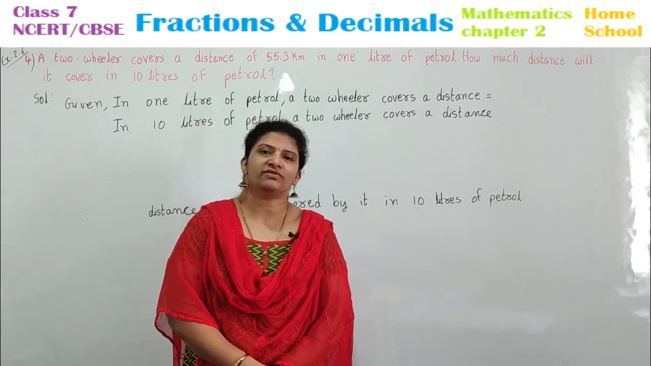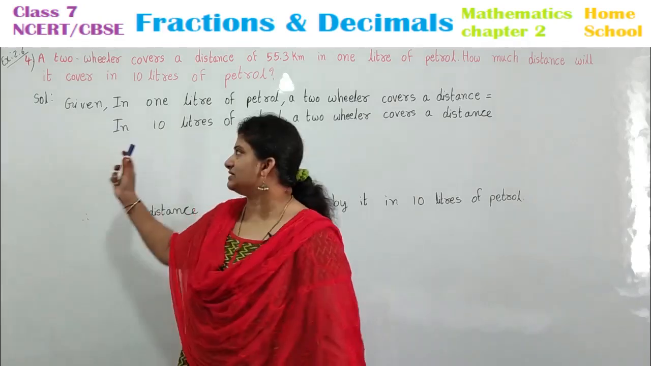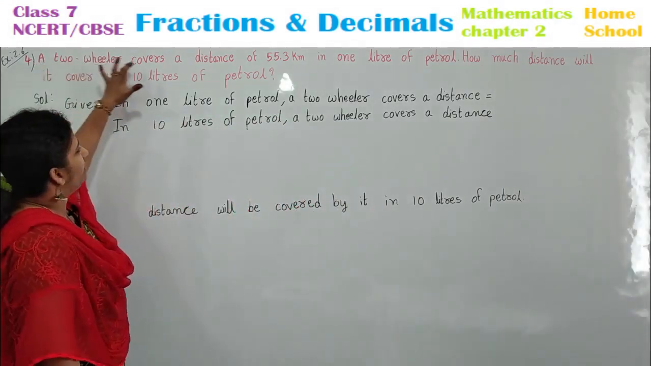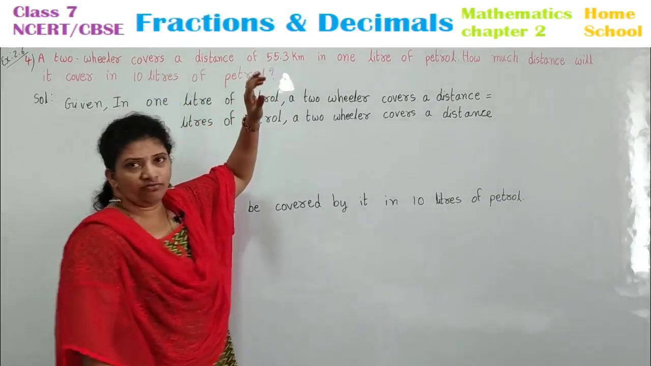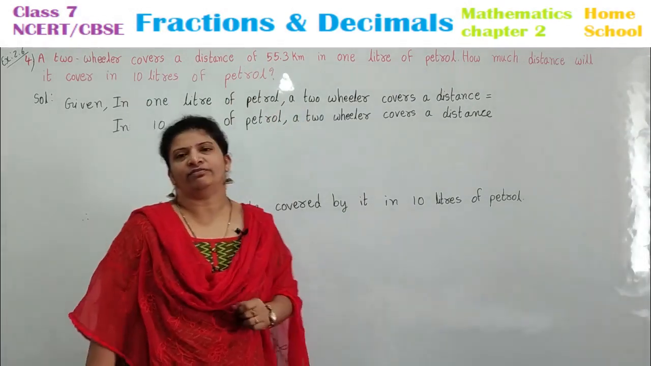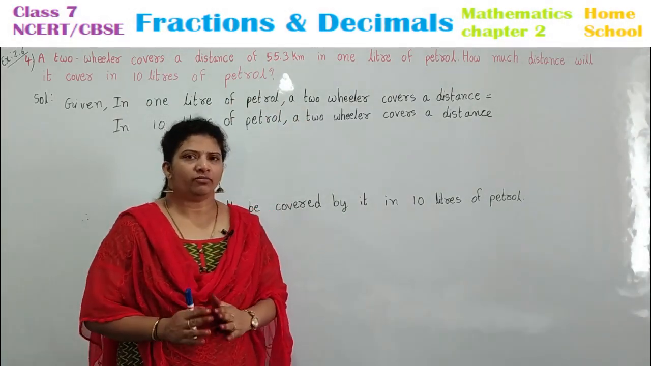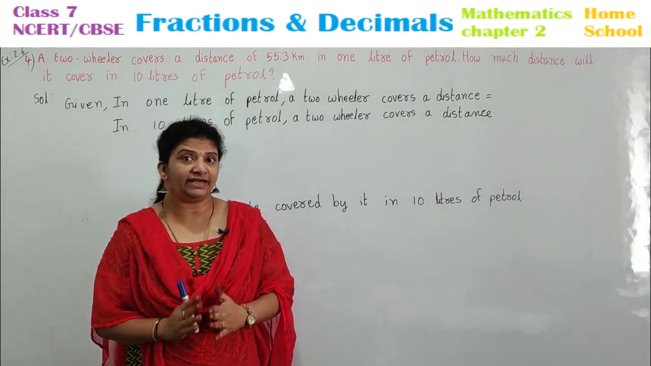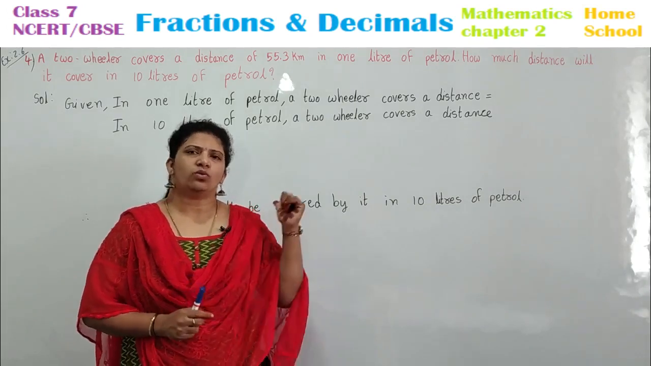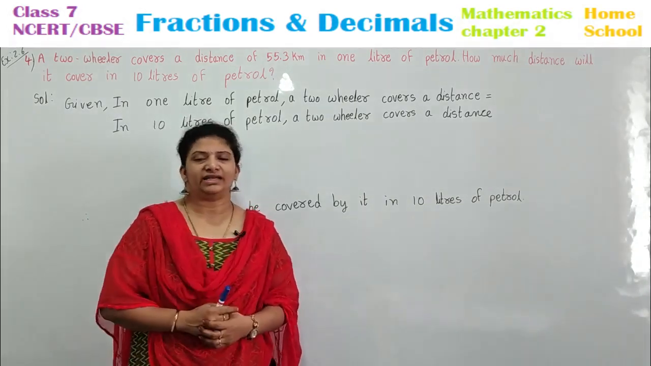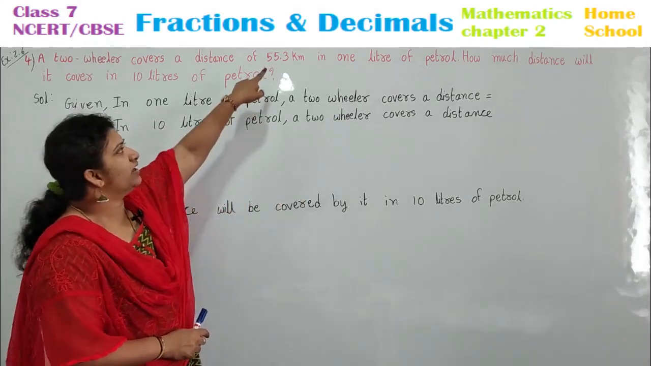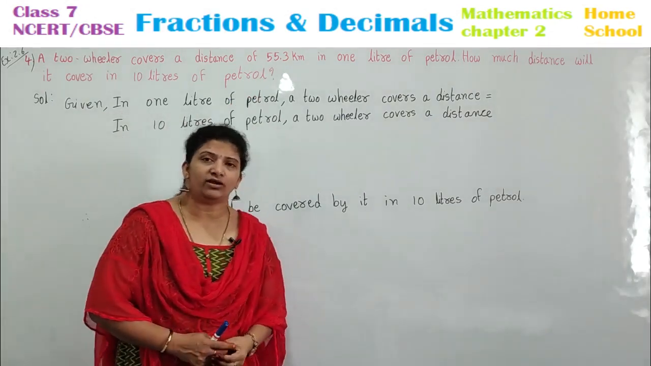We are in our second chapter, fractions and decimals, and this is your exercise 2.6. Fourth problem. A two-wheeler covers a distance of 55.3 kilometers in 1 liter of petrol. Okay, stop. Verbal problem, we always have a habit of reading, split and read, and understand. So what is that statement? You have 1 liter of petrol in your two-wheeler. So, if you have 1 liter, you can travel 55.3 kilometers.